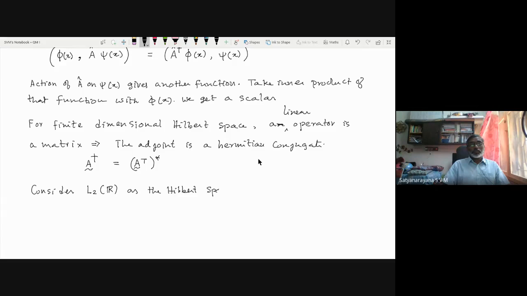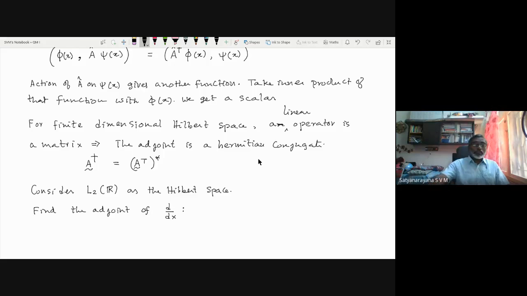As the Hilbert space. Now we would like to find the adjoint of d by dx. I'm still working with one dimension, so let's say d by dx. Find the adjoint of d by dx.